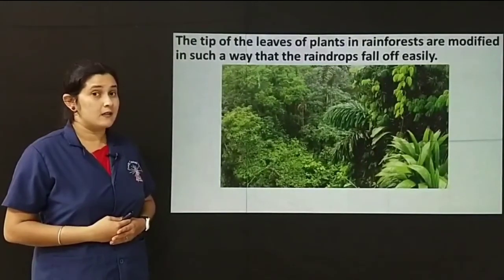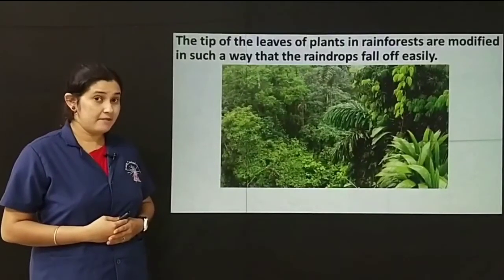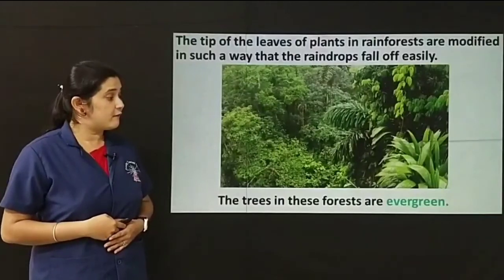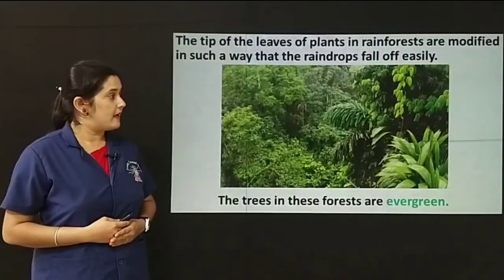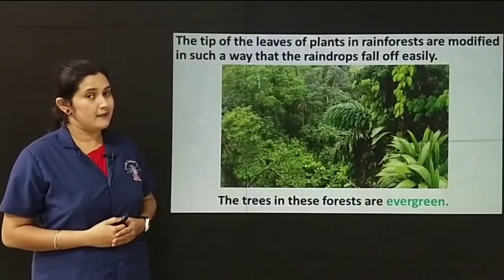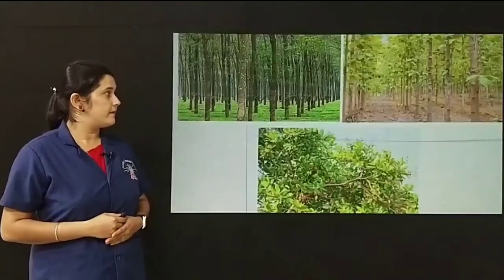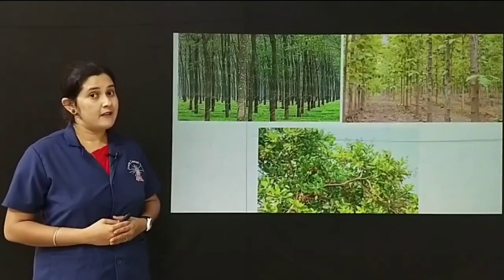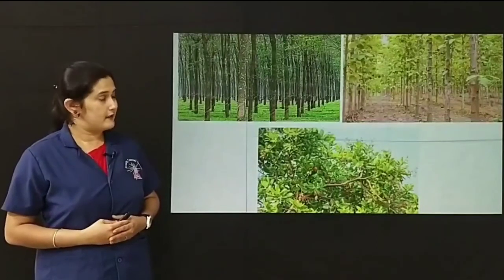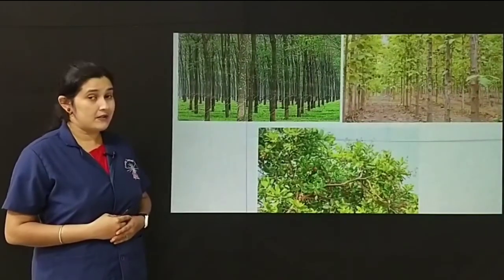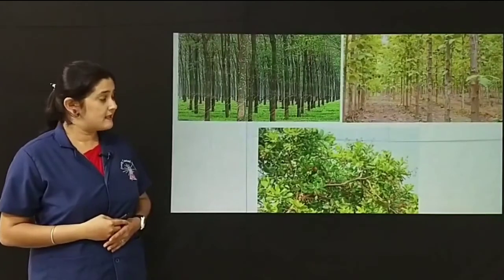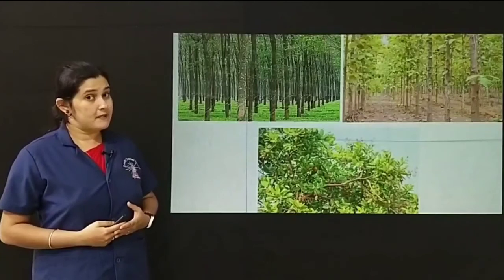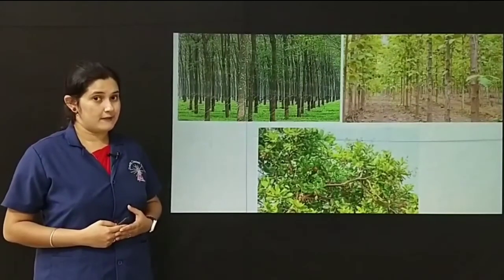What is the color of the leaves of the trees and plants? It is green. The trees in these forests are evergreen. They are green throughout the year. Here are the examples of the trees of evergreen forests or rainforests. They are rubber trees, teak trees and cashew trees. These are the few examples of trees in rainforests.